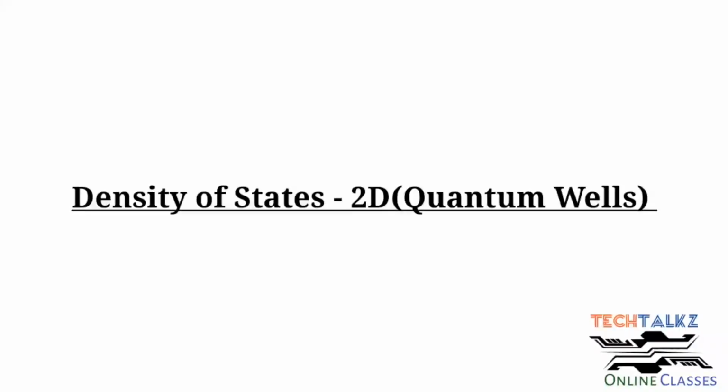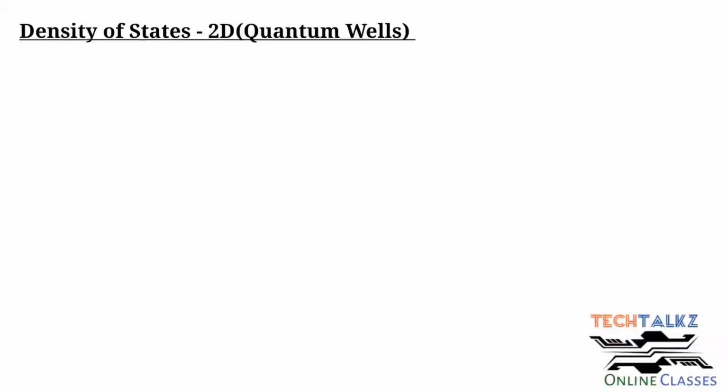Hi all, this is part 7 of module 1. In the previous lecture, we discussed density of states in 3D structures. Now we will try to derive the density of states of 2D structures, that is, quantum wells.